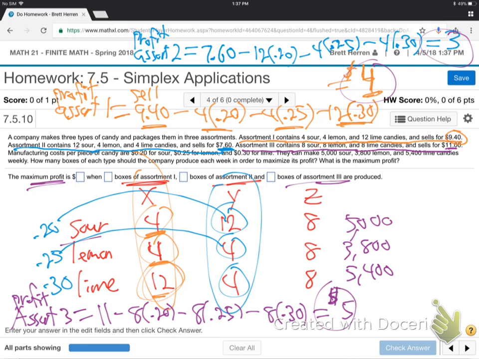So I can put that. That's what we're trying to maximize, isn't it? So I can say, okay, here we go now. We're trying to maximize 4x plus 3y plus 5z. That's what we're trying to maximize. See how I wrote that? Because we had 4 for the first one, 3 for the second, 5 for the third.